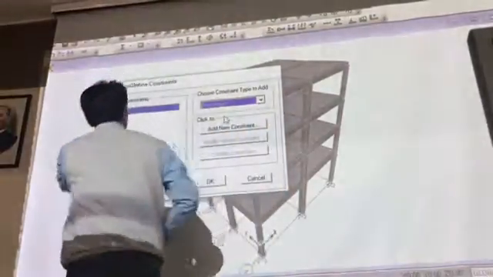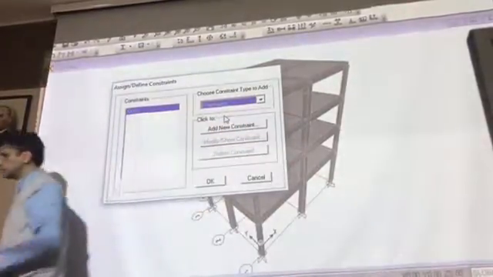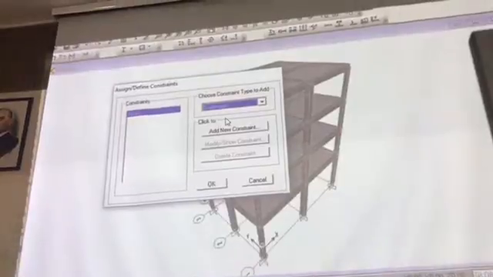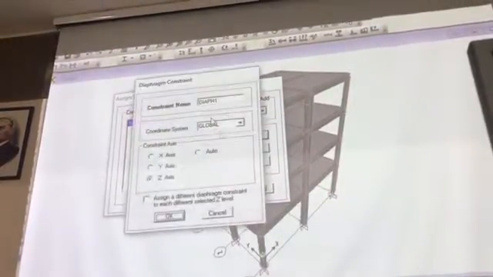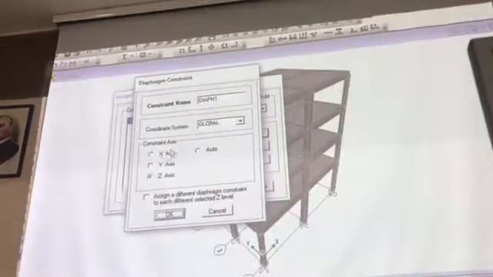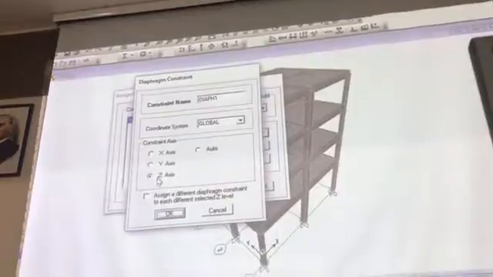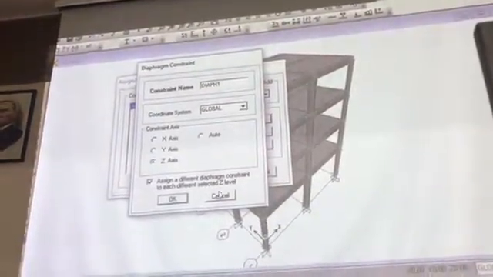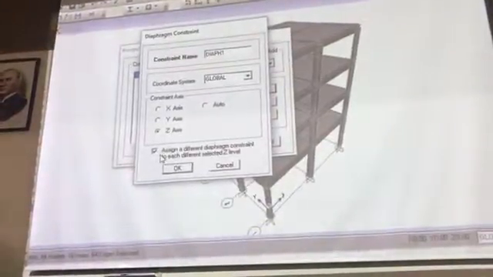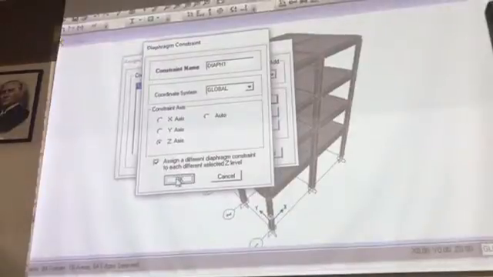Now we define this constraint. We first select everything, all nodes. Select all nodes. And then select diaphragm here. Add new constraint. Okay, diaphragm 1. Constraint axis in z-axis, and assign a different diaphragm constraint at each different selected z level. Click on this one. At each level, we are going to have another diaphragm. Okay?